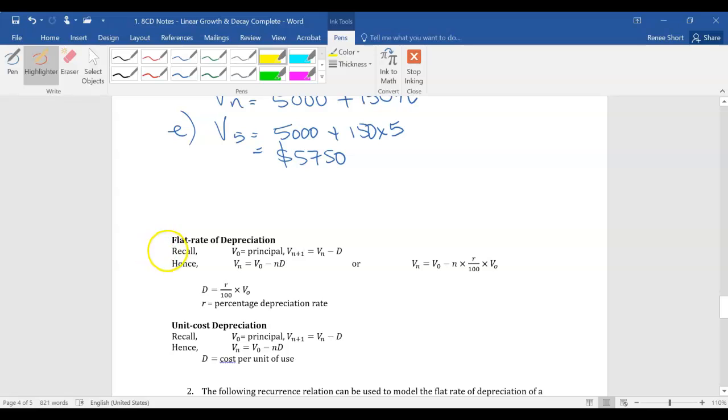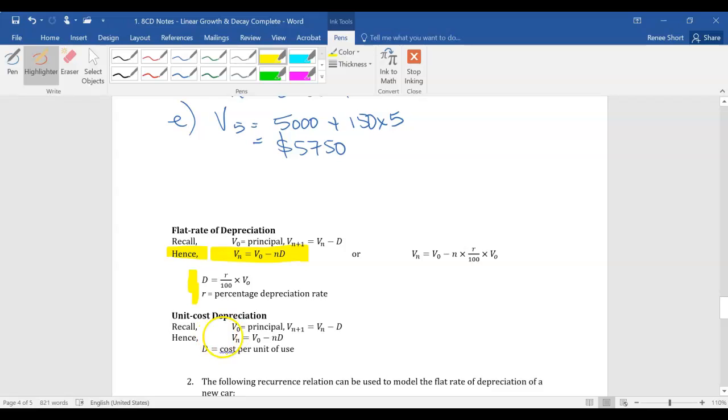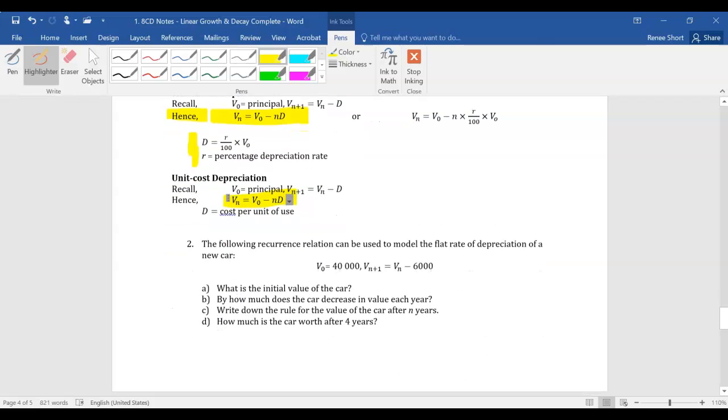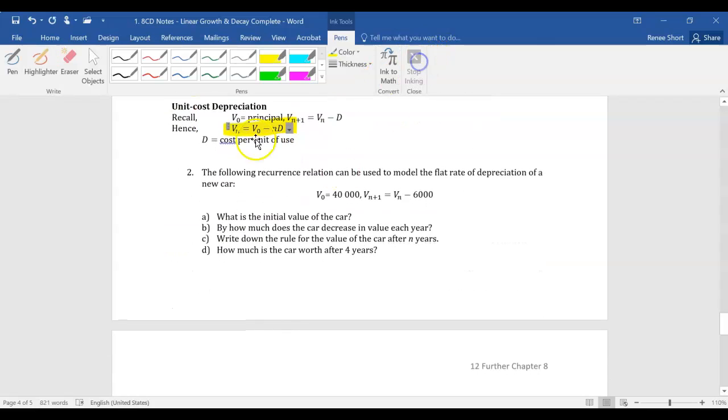So recall these are our previous rules, but for flat rate of depreciation, it's going to become V0, so the principal minus n times that depreciation, so the number of years times whatever the depreciated amount is, which we still find using that same formula as before. And for unit cost depreciation, it's actually the exact same rule, but remember this time we know D is the cost per unit of use. So I've got two problems for us to look at for these ones.